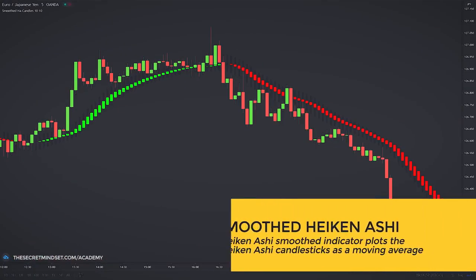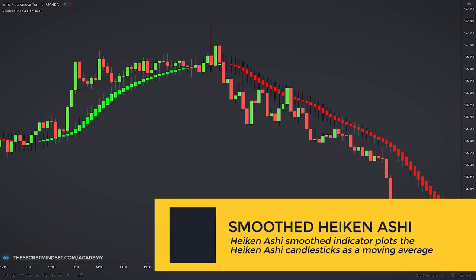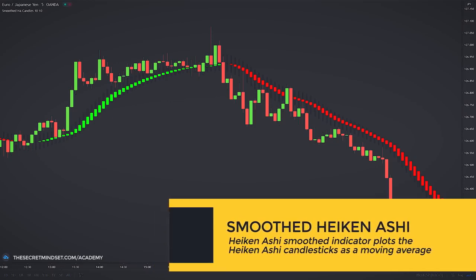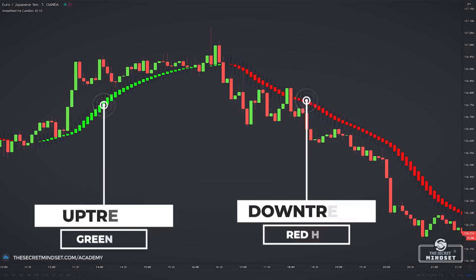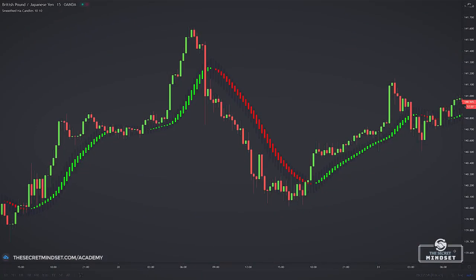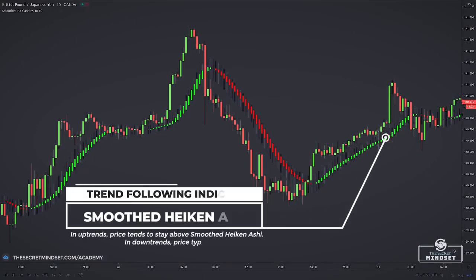The main difference between the regular Heiken Ashi and the Heiken Ashi smoothed indicator is that the second one plots the Heiken Ashi candlesticks as a moving average. The general rule of thumb is that the markets are in an uptrend when the smoothed Heiken Ashi indicator is bullish or green, and the markets are in a downtrend when the smoothed Heiken Ashi indicator is bearish or red. Smoothed Heiken Ashi is a trend following indicator. In uptrends, price tends to stay above it. In downtrends, price typically stays below the smoothed Heiken Ashi.